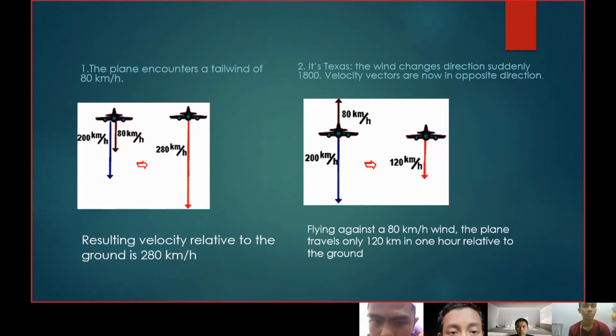Next, first, the plane encounters a tailwind of 80 km per hour. The resulting velocity relative to the ground is 280 km per hour. Second, the wind changes direction suddenly by 180 degrees. Velocity vectors are now in opposite directions. Flying against an 80 km per hour wind, the plane travels only 120 km in 1 hour relative to the ground, as the picture given.